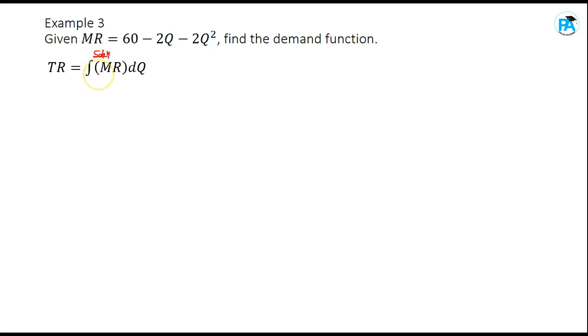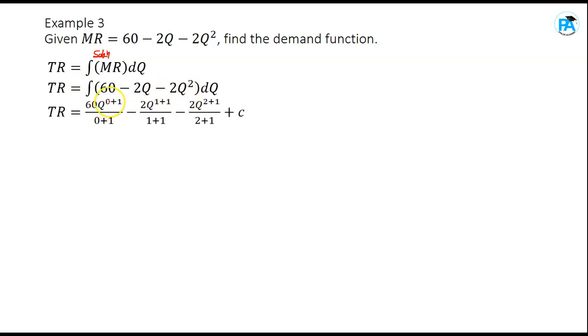It's important to know that total revenue is equal to the integral of marginal revenue with respect to dQ, okay? When you integrate marginal revenue dQ, you get total revenue. Are you with me? So, if that is the case, let us integrate this. Let's integrate 60 minus 2Q minus 2Q squared.